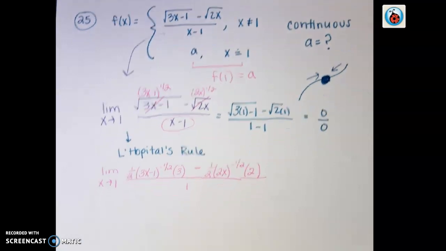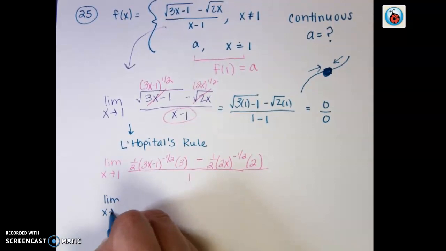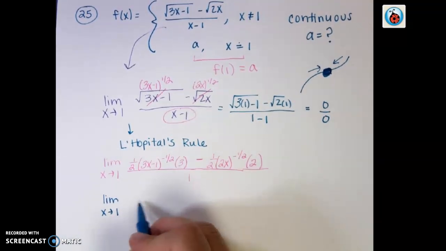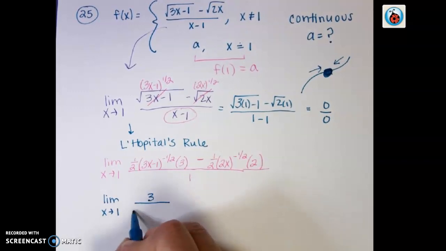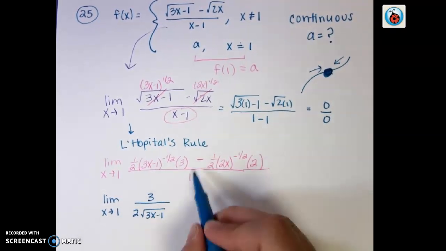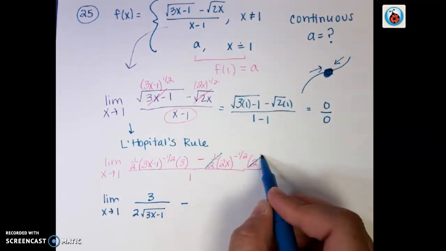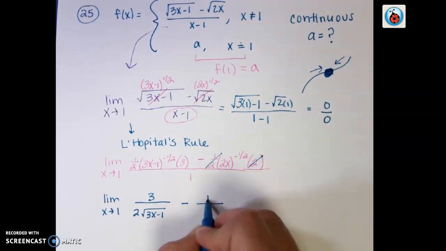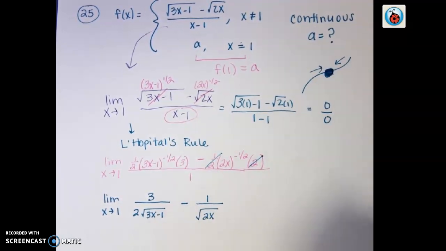I'm going to go ahead and simplify this limit before we actually plug in. That way it'll be a little bit easier. So here, this would give us a fraction with 3 on top, 2 on the bottom from the 1/2, and then the square root of 3x minus 1. Then we have subtraction. Here, the 1/2 and the 2 would multiply and cancel, and we would just have 1 over the square root of 2x. Okay, it was just 1 in the denominator, so that can go away.